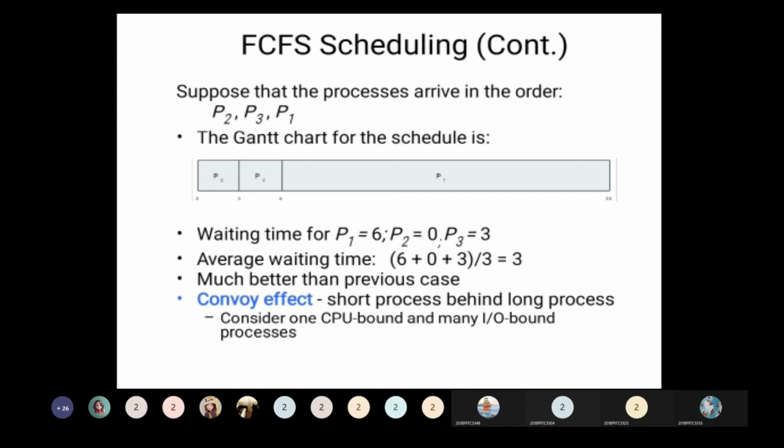Then after that, P1 will be assigned the CPU. So it has to spend 27 milliseconds. So at time 30, P1 will complete its execution. Now here also you are going to calculate the waiting time and average waiting time. Waiting time for P1 is 6, P2 is 0, P3 is 3. Average waiting time is 3.